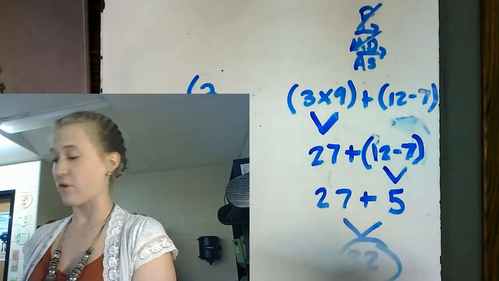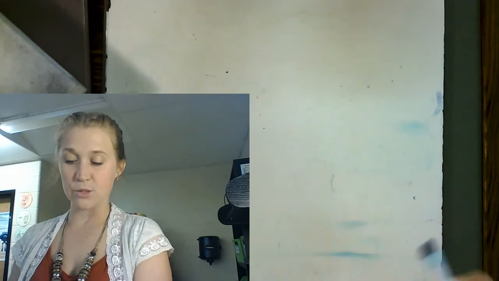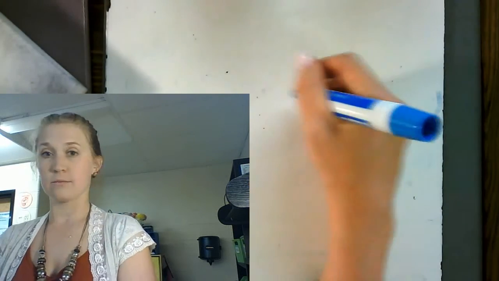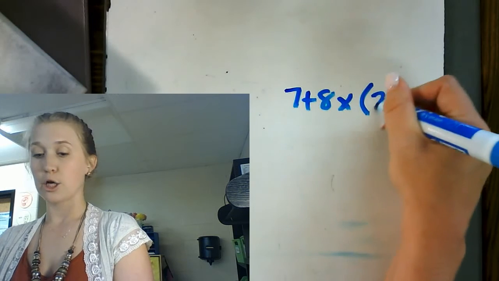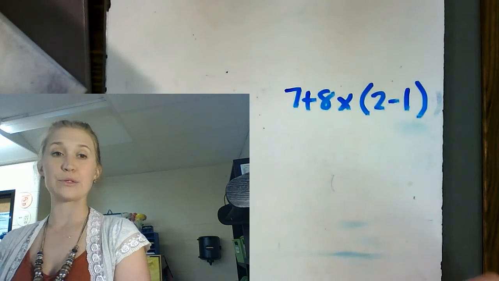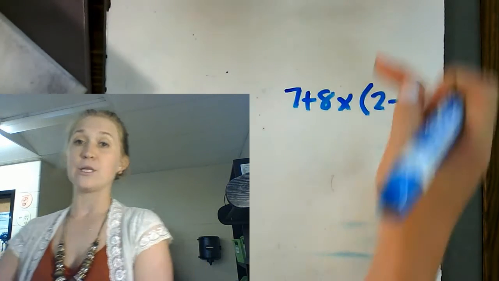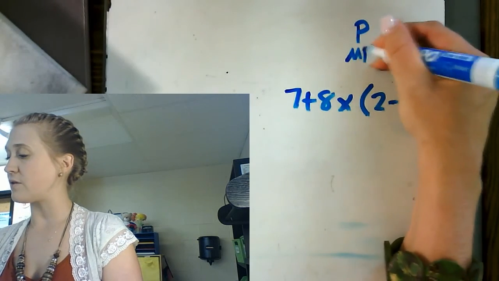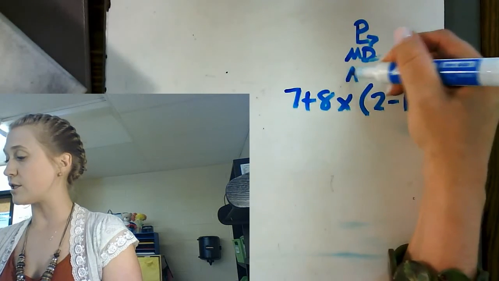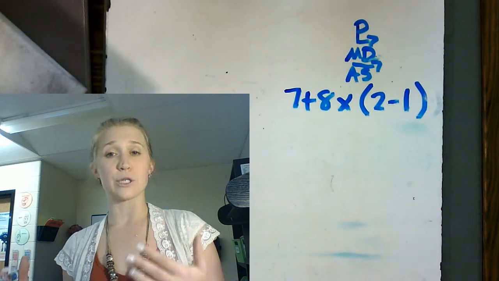So let's try one more from your homework tonight. Let's go with, I like this one. Let's go with 7 plus 8 times, parentheses, 2 minus 1, close parentheses. Again, before I can even start my problem, I need to go ahead and write my order at the top. Start with parentheses, and then multiplication and division from left to right, addition and subtraction from left to right. Now I've got my order written. Now I'm going to follow that order to solve my problem.